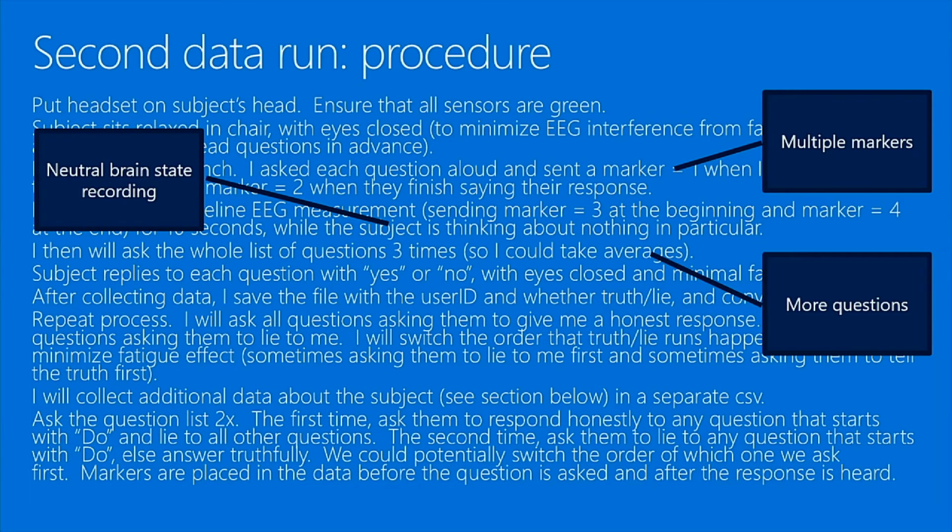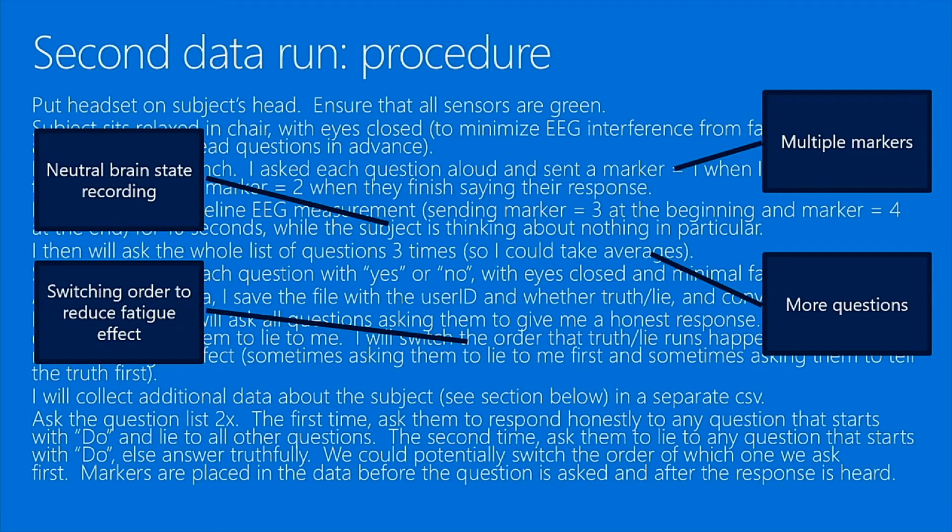I added more questions. My initial question list was a little short, so I added a few more, and I still made them all yes or no, hopefully very obvious, or questions with a clear-cut answer that weren't too ambiguous. I also switched the order. I started thinking about the fatigue effect. If you were one of my volunteers and I put this headset on you and started asking you all these questions and having you tell the truth and then lie, it's kind of fun at the beginning because you're like, oh, this is kind of cool. And then by the end, you're like, oh my gosh, would this woman stop prattling off things to me, right? Your interest level kind of wanes.